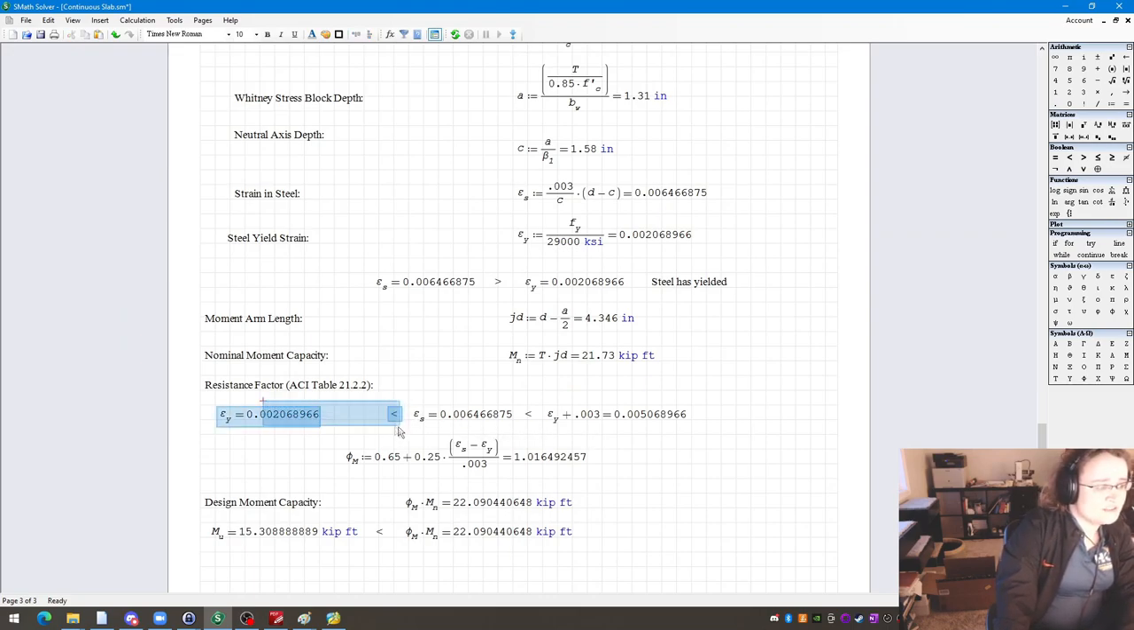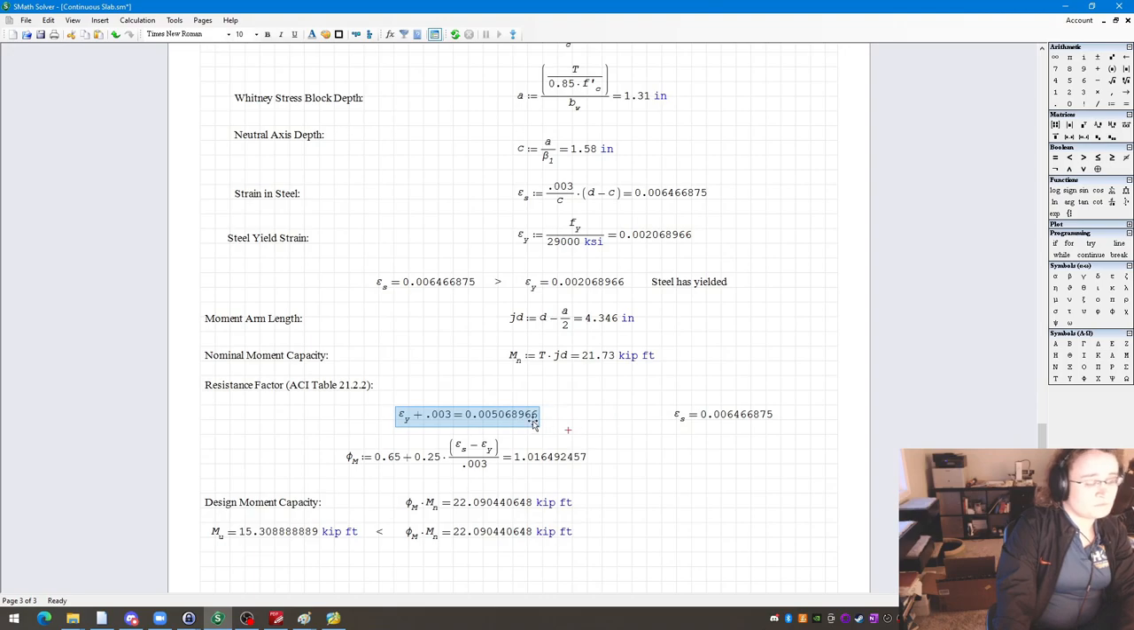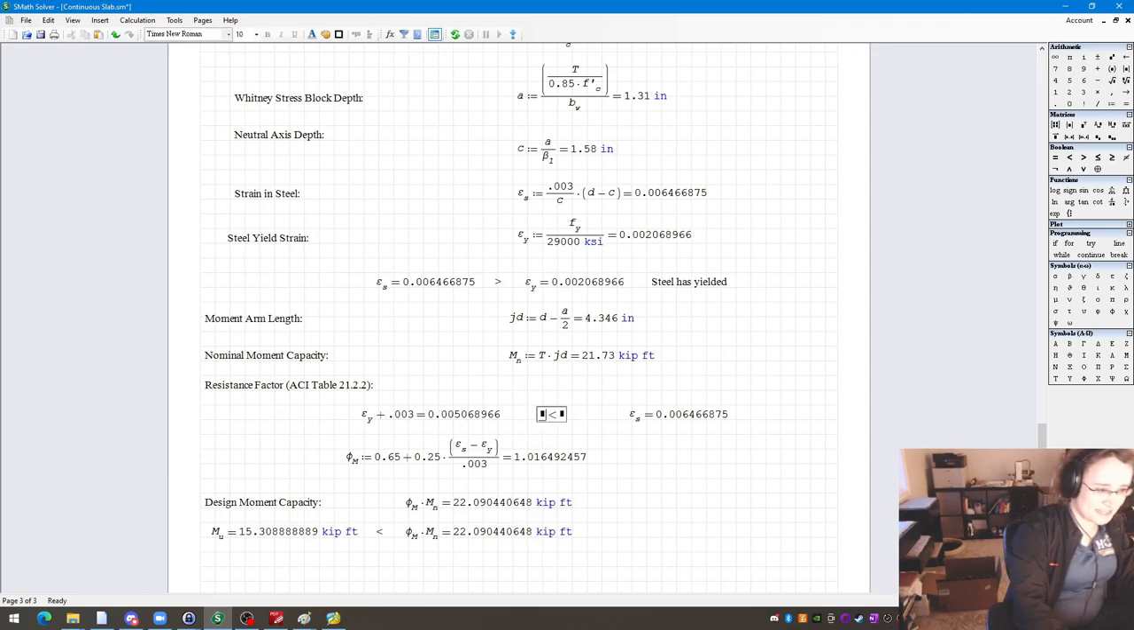Then, let's see here. So this statement isn't true. In fact, our strain in our steel, in this case, for the 1 square inch of steel per unit width of the slab, is in fact greater than our yield strain.